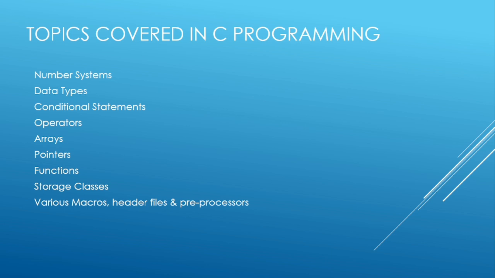And the last is macros, header files, and preprocessors, where macros are preprocessor directives that define constants or expressions. Header files contain declarations of functions and macros that can be included in multiple source files. The preprocessor processes directives before the actual compilation, allowing for code modularity and reusability. These tools are key to writing efficient and organized C or C++ programs.